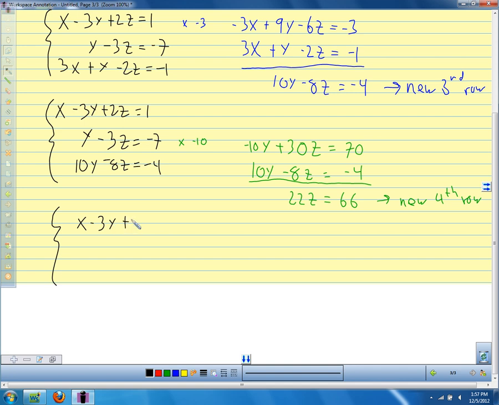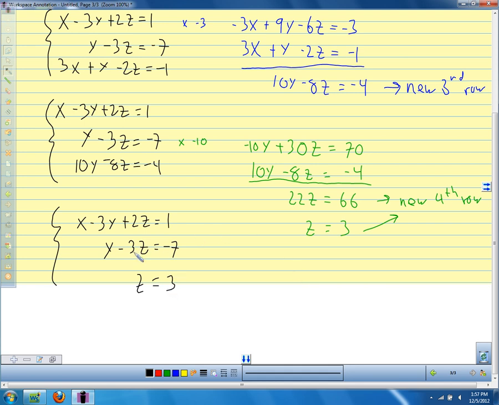x minus 3y plus 2z equals 1. y minus 3z equals negative 7. And what else could I do to this before I rewrite it? Divide everything by 22, so this tells me that z equals 3. So this could be my new third row. So I'm going to rewrite that here. z equals 3. So there's my system in row echelon form.